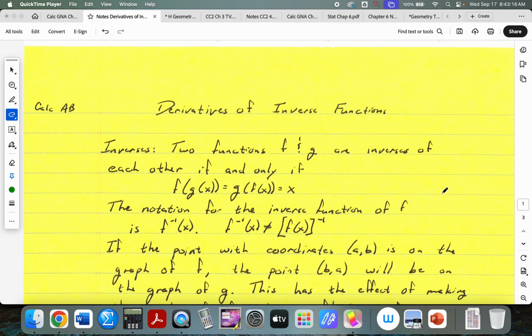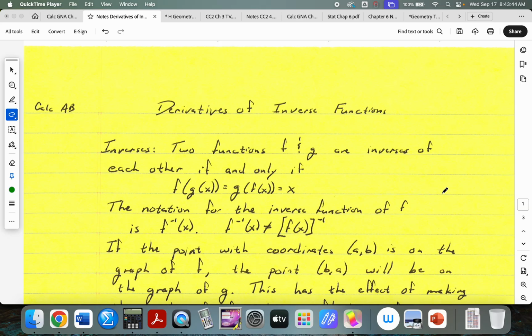Today we're going to talk about derivatives of inverse functions. This particular topic is not terribly difficult. It can be confusing at times, though, so you have to be kind of meticulous with it. And I'll be blunt, I don't think that this gets tested a lot on the AP exam. In fact, I think some years it doesn't get tested at all.